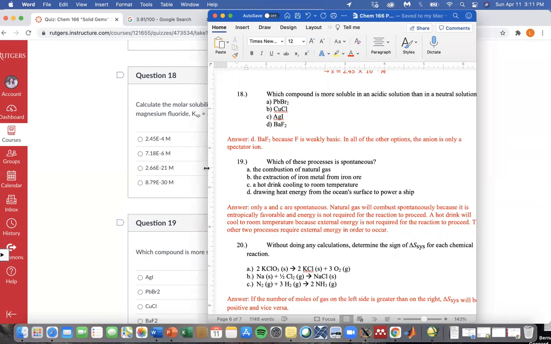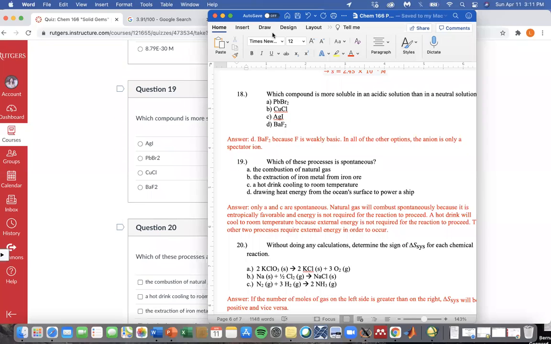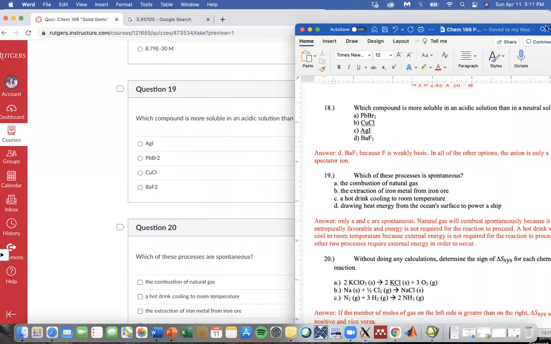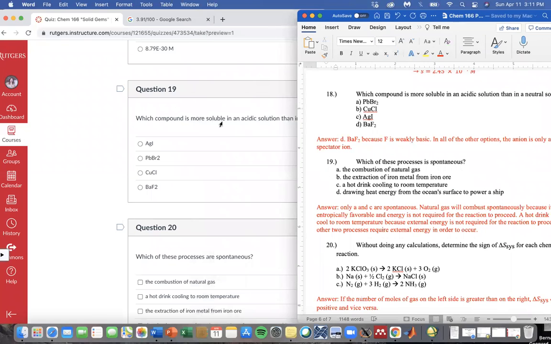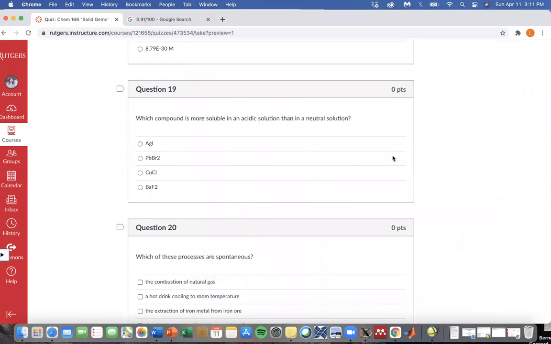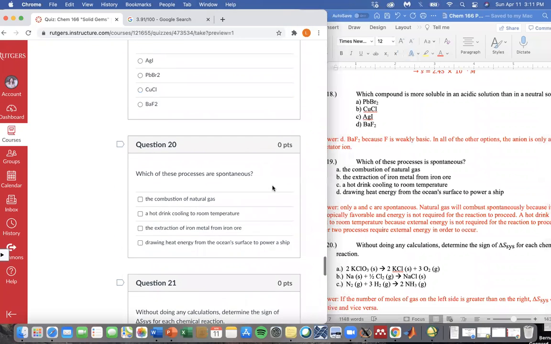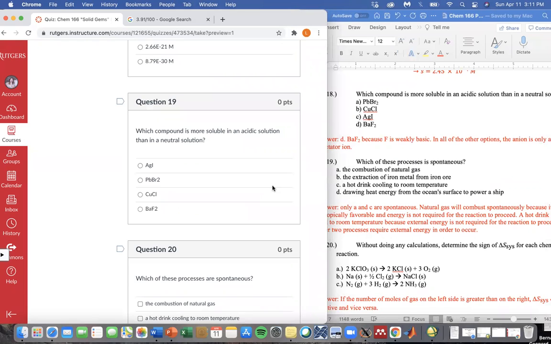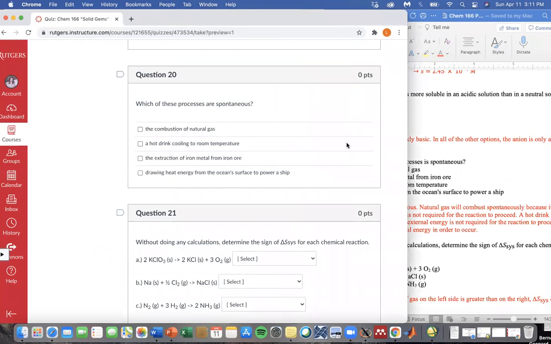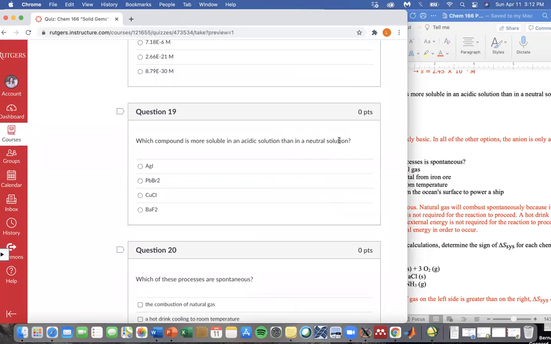And so for the next one here, we have another conceptual problem. Which compound is more soluble in an acidic solution than in a neutral solution? If you remember, before we had done the one that was, is it more soluble in a water solution versus an acidic solution? This is basically the same premise here. And so looking at the common ion effect in comparison to whether the solutions are going to make an acidic solution or a basic solution.